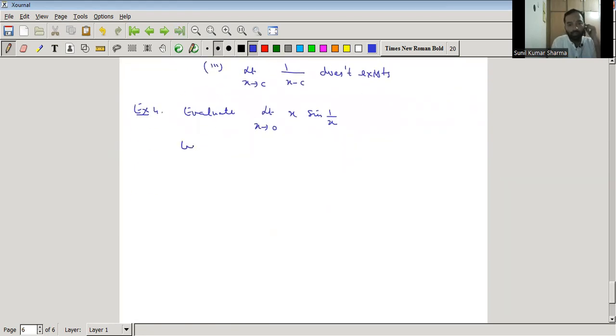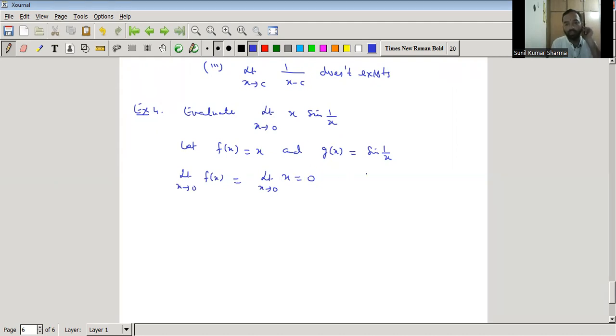So let f(x) be x, and g(x) will be sine of 1 upon x. We have to evaluate the limit as x tends to 0 of x into sine 1 upon x. So limit x goes to 0 of f(x), where f(x) is equal to x, is 0. So the limit of f(x) as x goes to 0 is 0, so the first point is done. Limit x goes to a of f(x) is equal to 0.